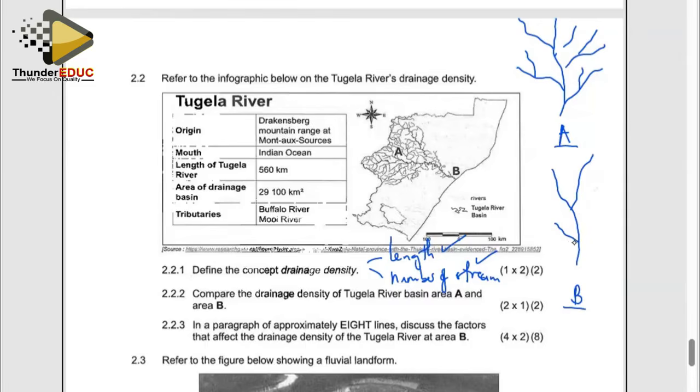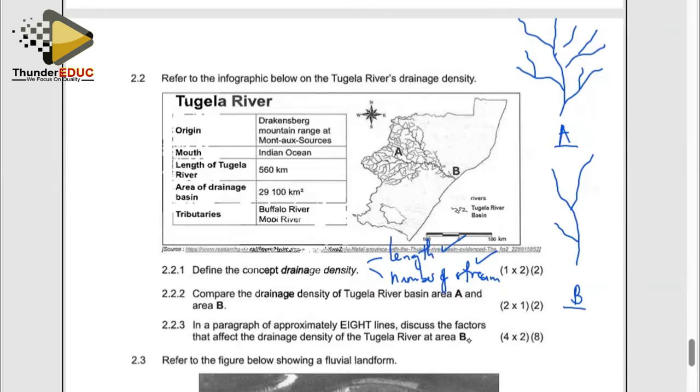What are we saying? If we were to add up these streams here into one, how long will they be? Automatically, this is going to be a shorter length compared to this. If we add up all these streams to make them one, we'll find that the cumulative length of these streams is going to give us a very longer stretch. So that is density. We are looking at basically the number of streams or the cumulative length of the streams in a drainage basin.